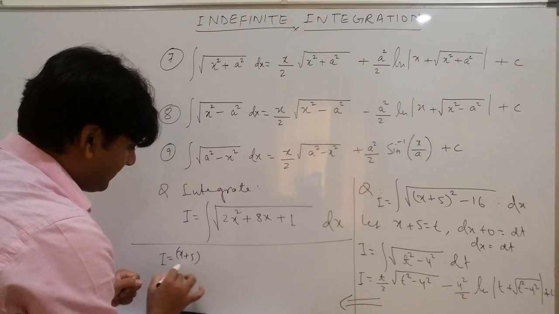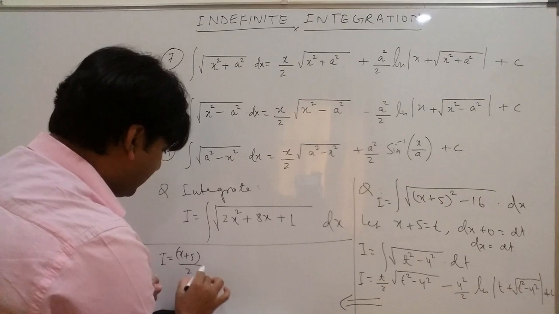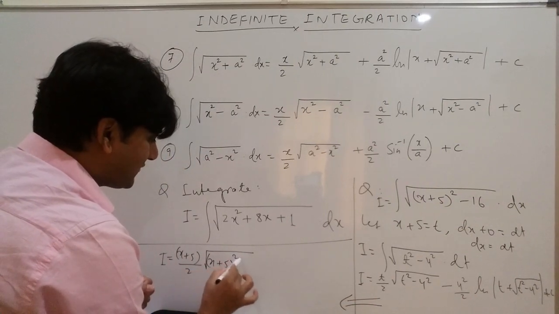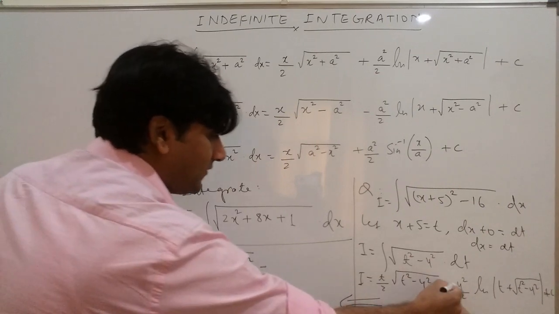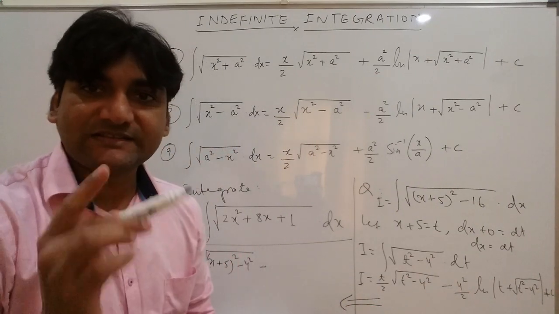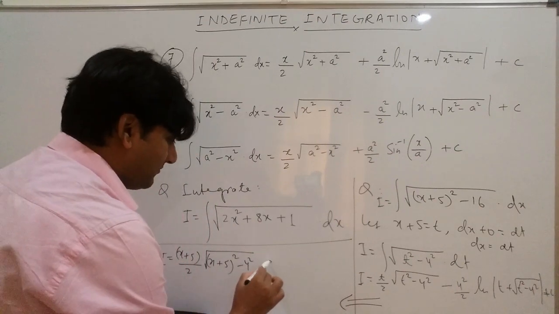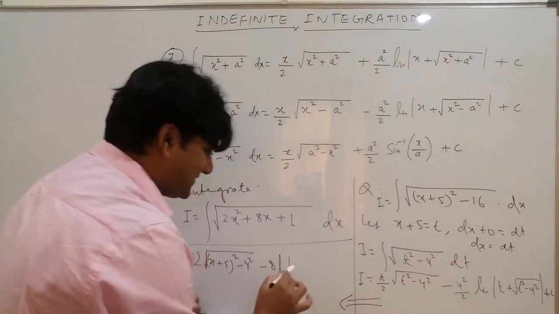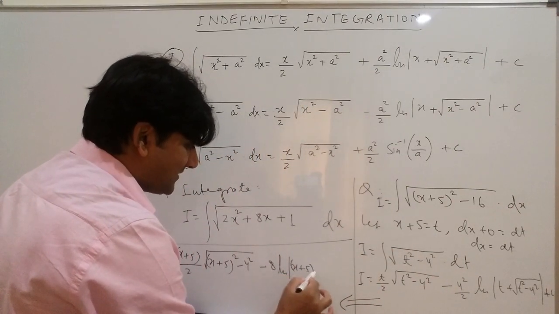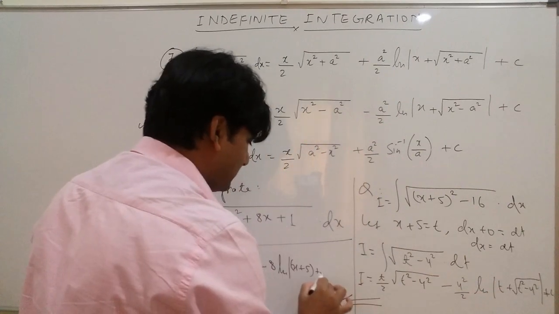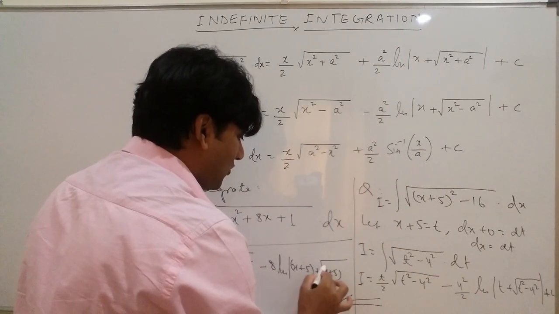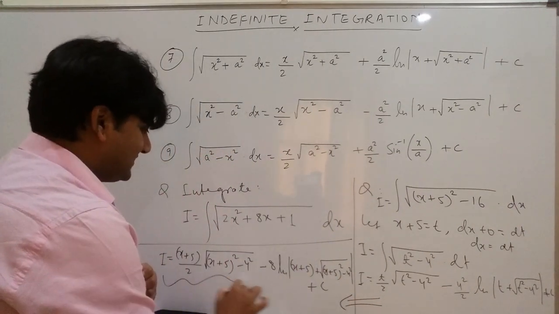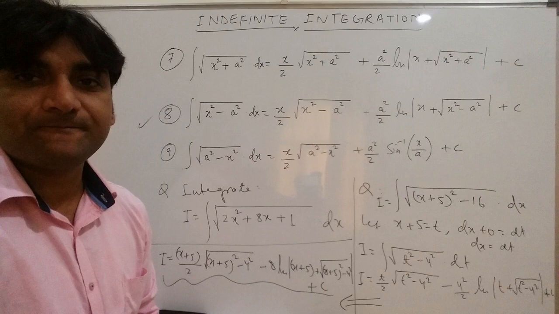So this I equals, t means x plus 5. So x plus 5 over 2, then root of x plus 5 whole square minus 4 square, minus, we can calculate, 4 square is 16, 16 over 2 is 8. So minus 8, and this is ln mod, this t means x plus 5. So x plus 5 plus root of x plus 5 whole square minus 4 square, mod, plus c. So I got this one. This is my final answer.